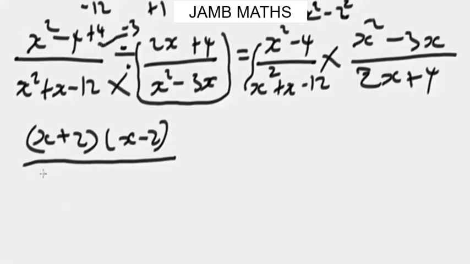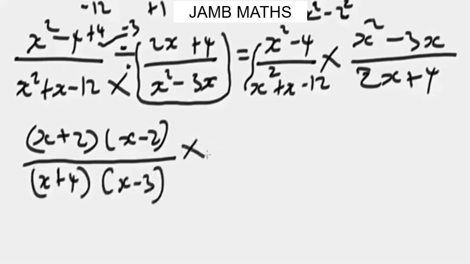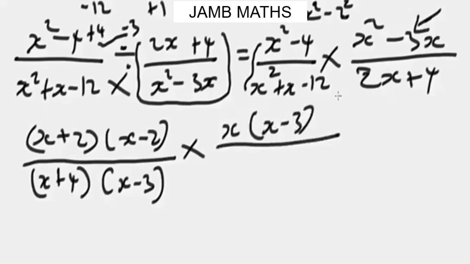So to input it here, we're going to have x plus 4, x minus 3, times. Now let's factorize this one here. When you factorize it, you're going to have x in bracket x minus 3, all over. Let's factorize the one at the denominator here. When you do it, you're going to have 2 in bracket x plus 2.